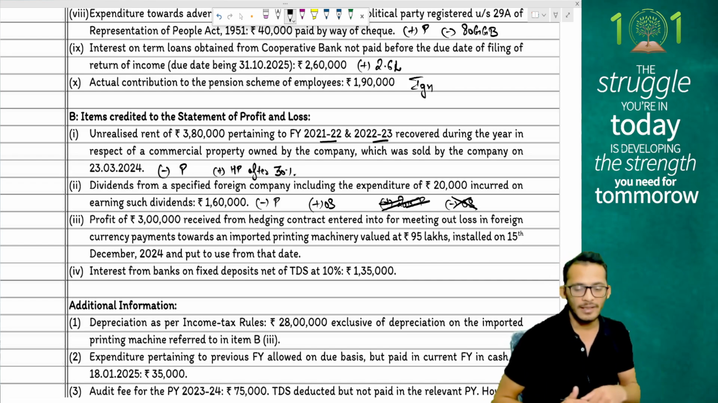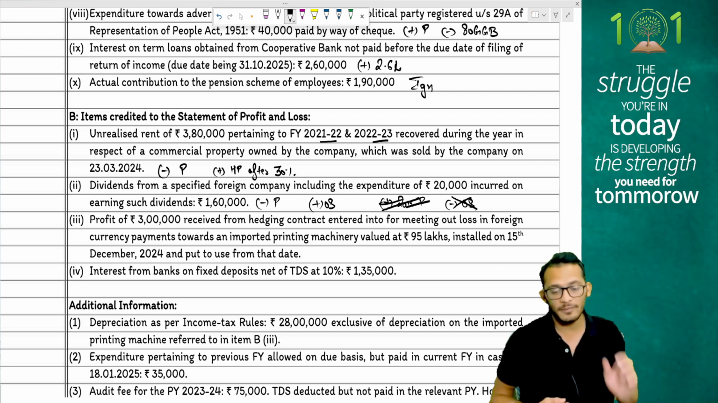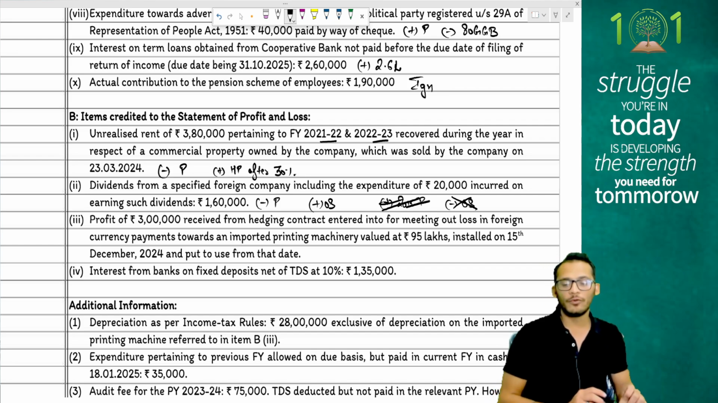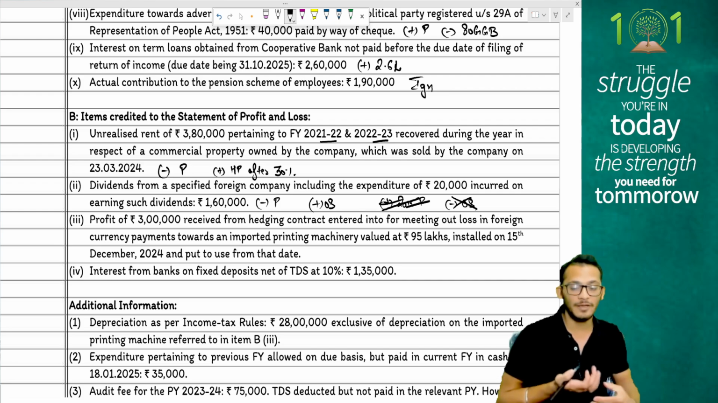Yes, move forward. It says profits of 3 lakh rupees received from hedging contracts entered into for meeting out losses in foreign currency payments towards imported plant and machinery valued at 95 lakhs, which is installed on 15th December 2024 and put to use from that date.